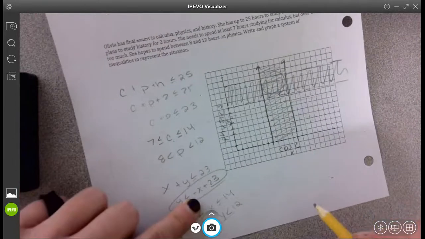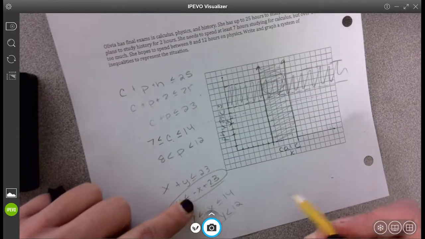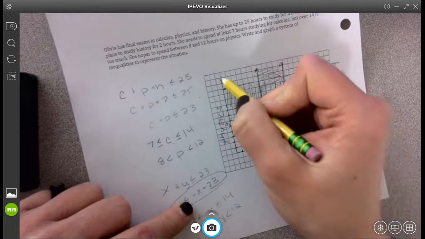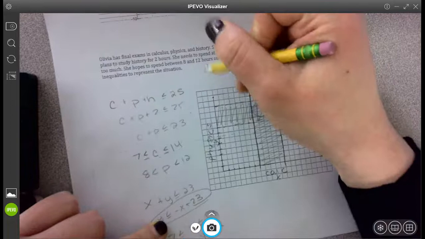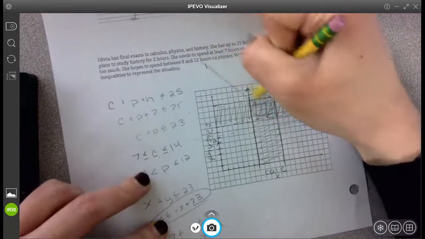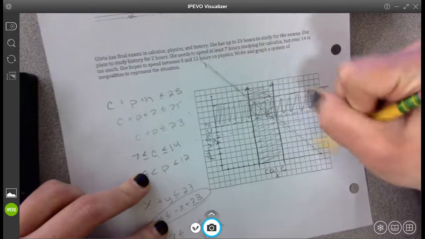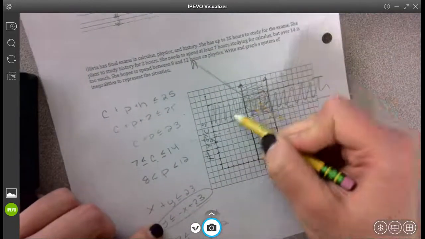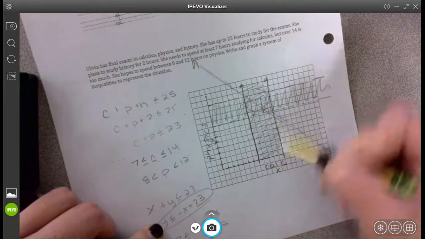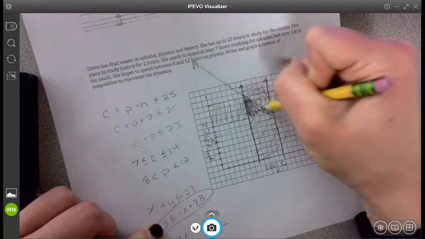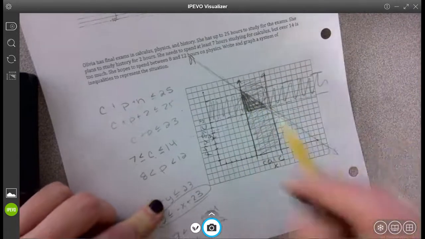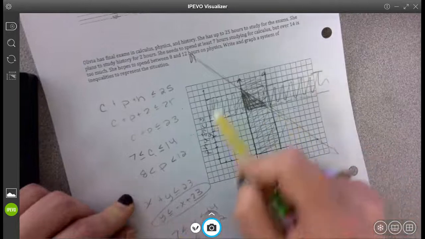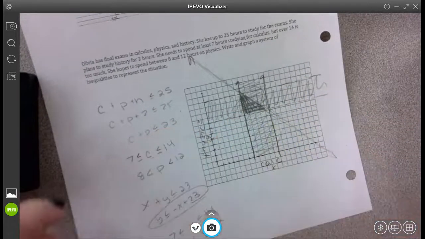But wait, we have one more equation. Okay, we're at 12, 13, 14, 15, 16. I would use graph paper on your test. So you're up at 23, and then you're going to go down 1, left 1, and it's going to look something like this. And you want to be less than it. So here, this little triangle is where all of them intersect. It said to write and graph a system of inequalities to represent the situation. So this is your situation for studying.